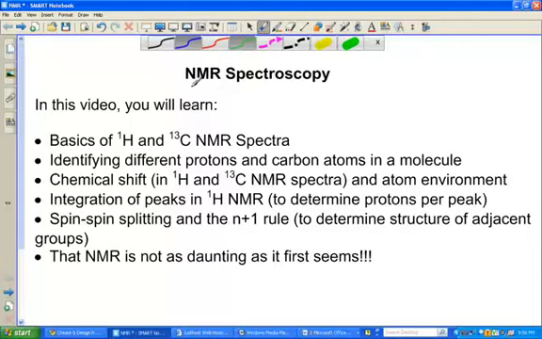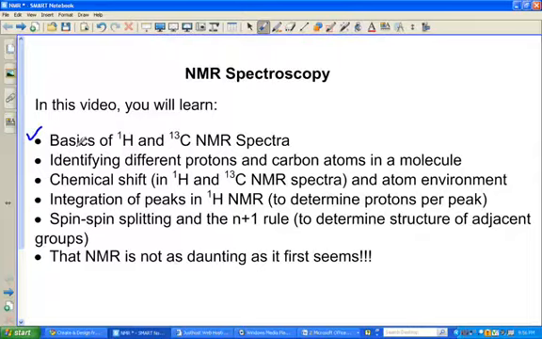Okay, in this video we're going to talk a little bit about a very common and very useful structural analysis tool used by organic chemists called nuclear magnetic resonance spectroscopy, also known as NMR. I have an introduction slide here just to give you an idea about what we're going to be talking about.